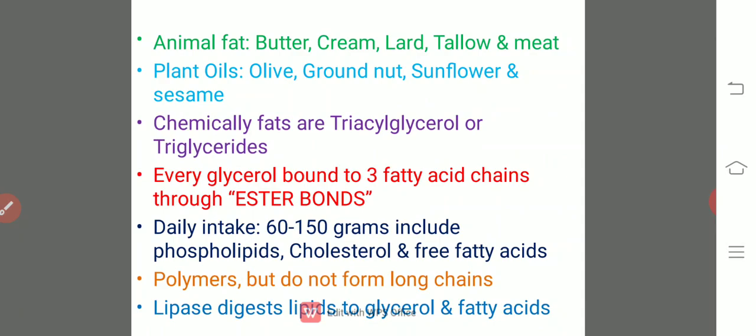Previously we have seen that all the carbohydrates finally get converted to monosaccharides, and all the proteins get converted to amino acids. But here, not only the fatty acids, but we will see monoglycerides and diglycerides due to the incomplete digestion of the lipids.